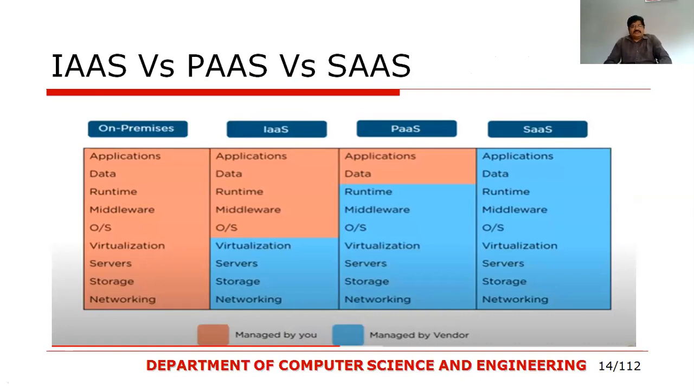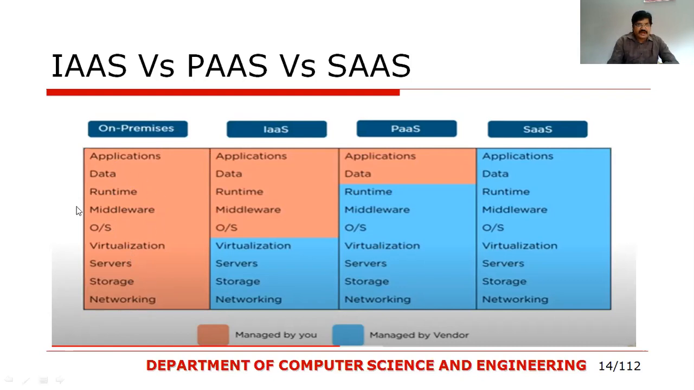Let me consider these three, and I can compare these three service models with on-premises providers. IaaS, PaaS, and SaaS are well-defined infrastructure, platform, and software services offered by cloud computing. In this slide, we are comparing the cloud services with our on-premises services. If we want to set up the application, data, runtime, middleware, operating system, virtualization, servers, storage, network.